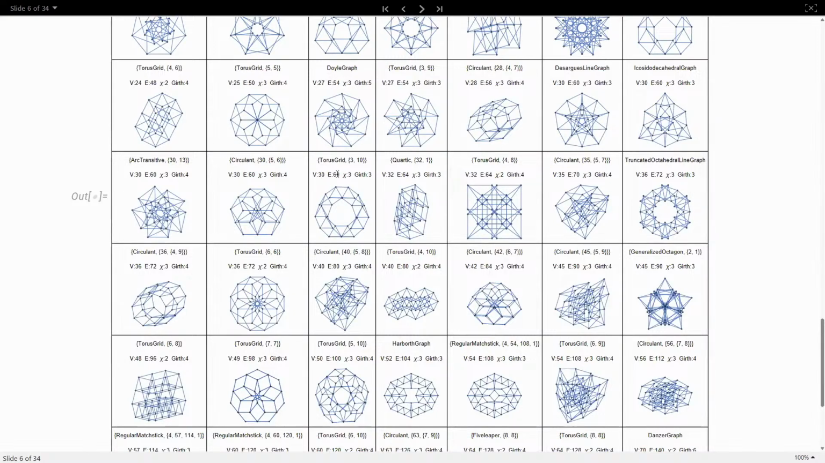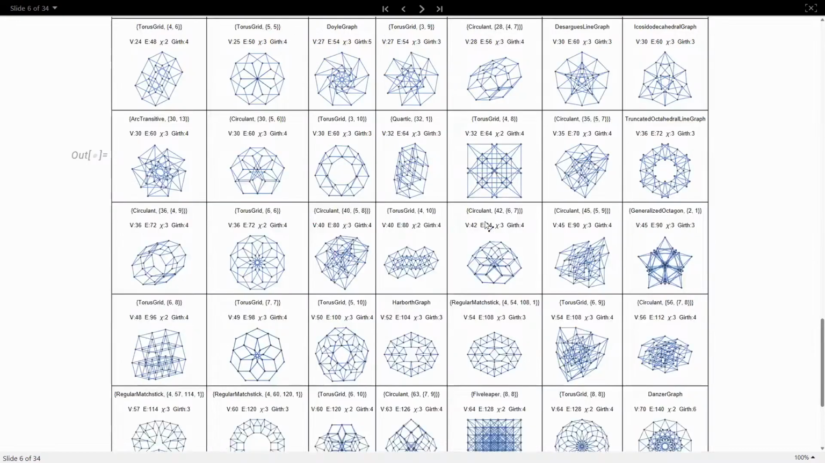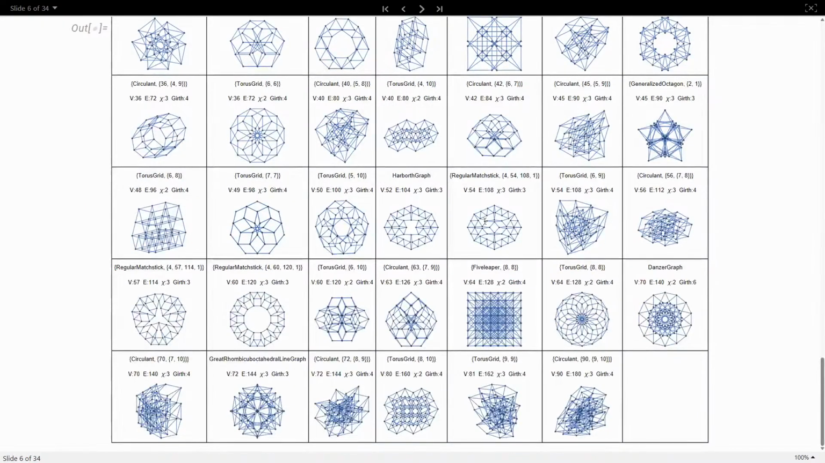One thing you'll see in quite a few of these are torus graphs. So, for example, this torus graph is a way of arranging 8 squares in a torus. So these are all from graph data, and we'll be covering a few of these graphs in a little bit.